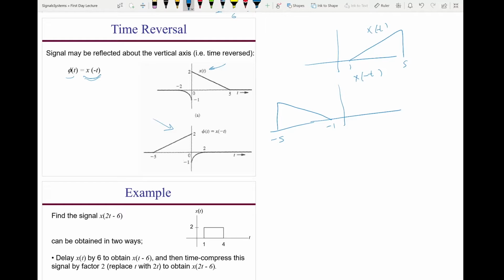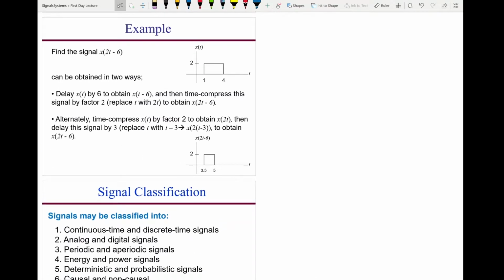Now, there is a possibility where you may need to do two operations at the same time, like delay and compression. And that could be a little confusing, but if you follow the steps carefully, then you will be able to get the correct answer. For example, if I have this signal, and now I need to create this signal, x of 2t minus 6. So it looks like 2t means compression by a factor of 2. Minus 6 means there is a delay, but is it a delay by 6 units or is it a delay by 3 units? That could be a source of confusion.